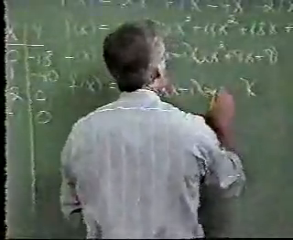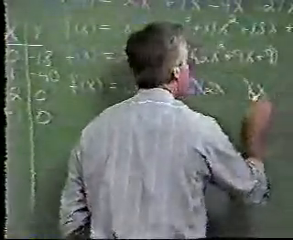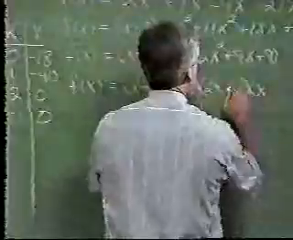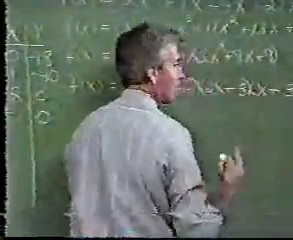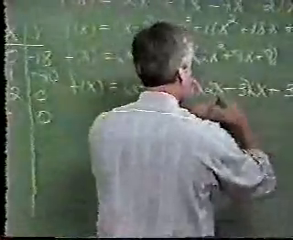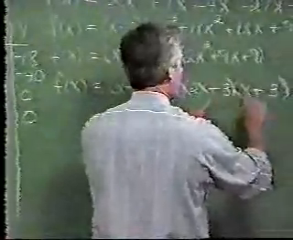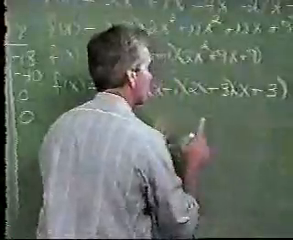2x squared is probably 2x times x. And all signs are plus, so I have plus plus here, factors of 9, 3, 3. And let's verify the middle term. 2x times 3 is 6x. With 3x, that gives 9x. The middle term is verified.